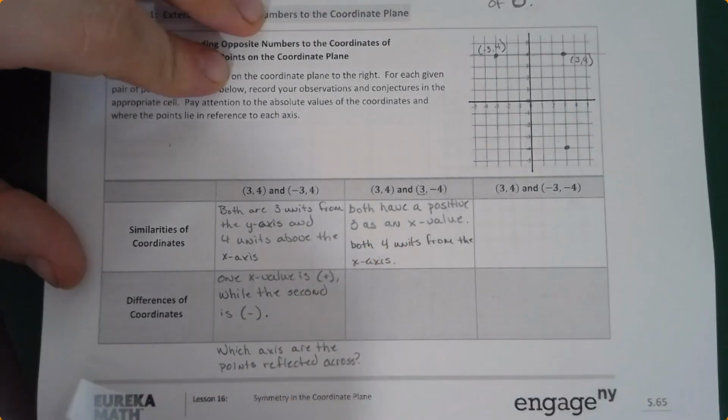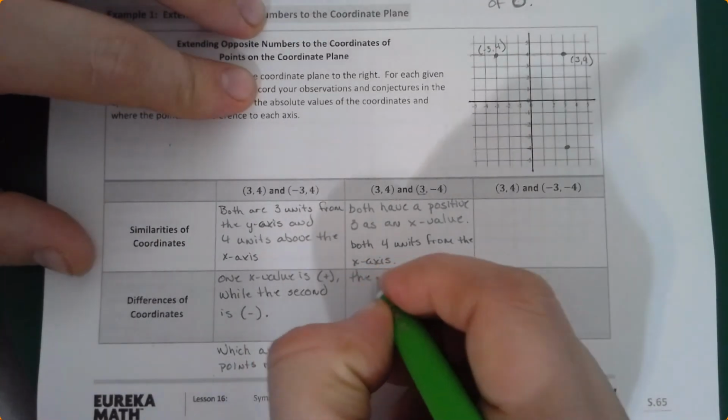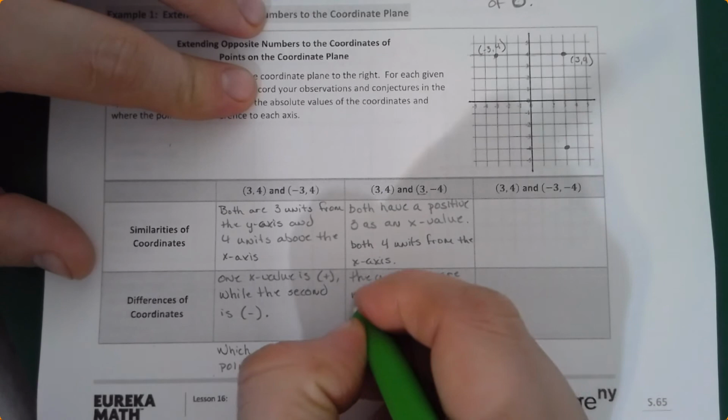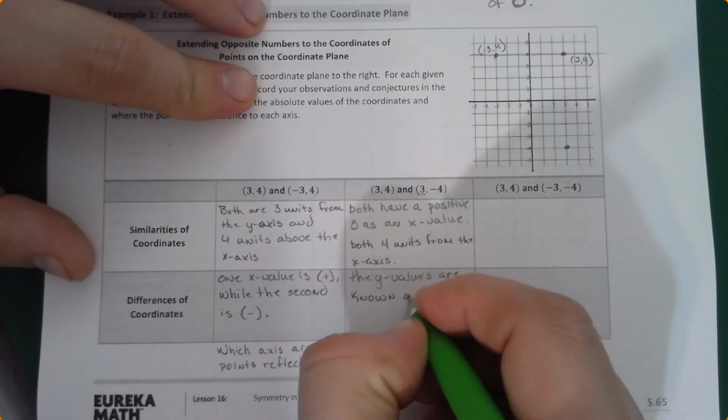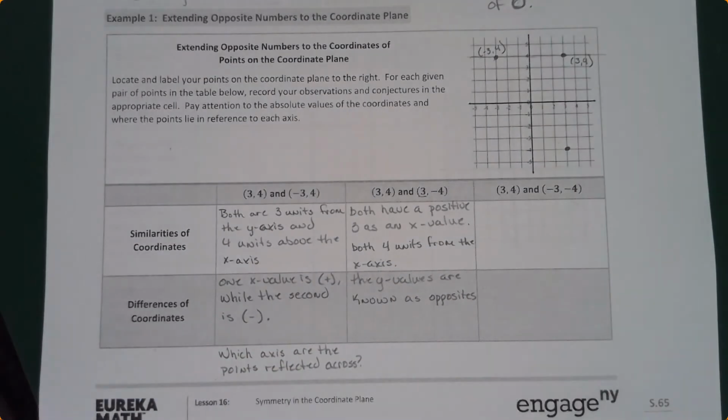Now, what do we notice about some of the differences? The y-coordinates, or the y-values, are known as opposites. So if you're starting to notice now, there's a similarity between plotting 2 points that are reflections of each other. One value will remain the same, while the other is going to be an opposite of itself. Now, that value is determined upon which axis is being reflected across. And I'm going to break it down for you here in just a second. But let's go ahead and take a look at the last one.